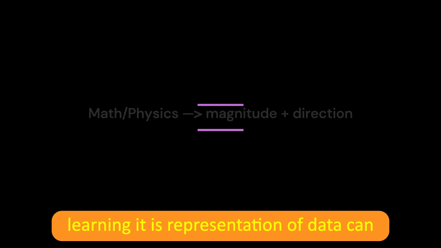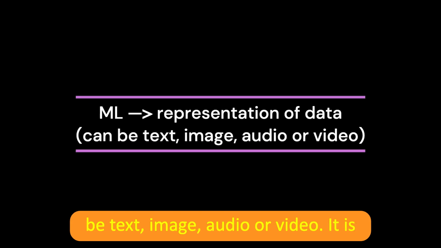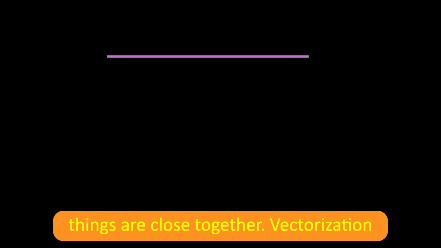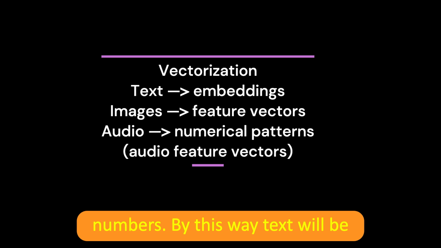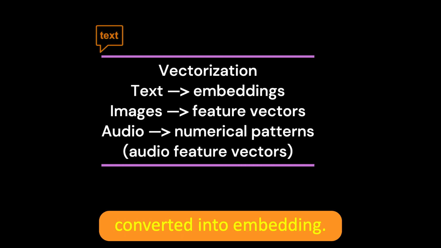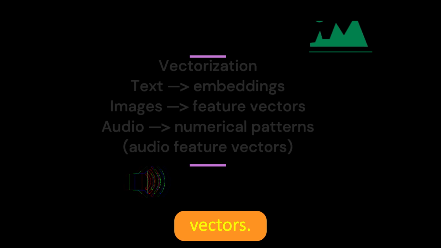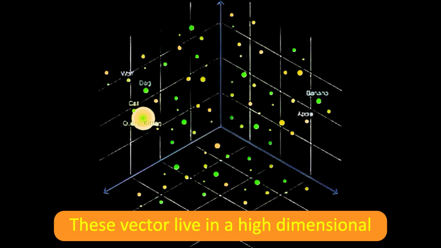But in machine learning, it is a representation of data, which can be text, image, audio, or video. It is like coordinates in space where similar things are close together. Vectorization converts real-world data into numbers this way: text is converted into embeddings, images into feature vectors, and audio into numerical patterns or audio feature vectors. These vectors live in a high-dimensional space where relationships become measurable.